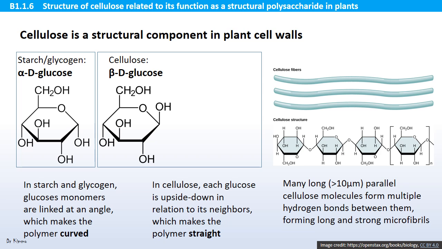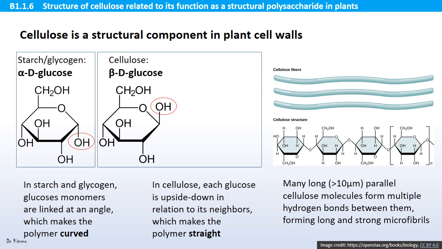Starch and glycogen consist of alpha-D-glucose on the left, and cellulose consists of beta-D-glucose in the middle. The difference between these two molecules is highlighted here. The hydroxyl group on carbon 1 sits at different angles.